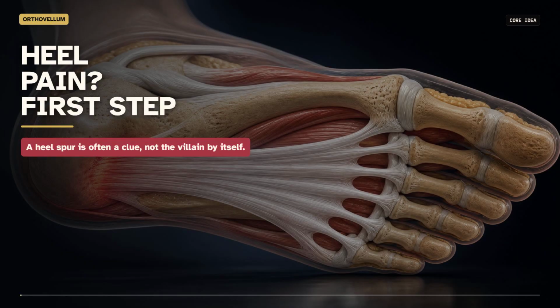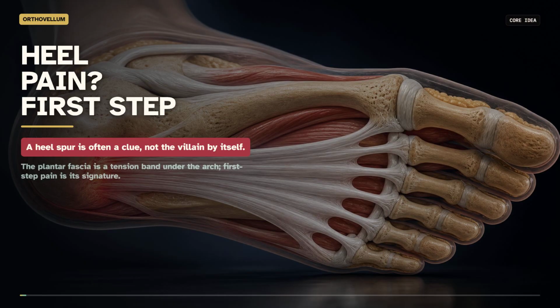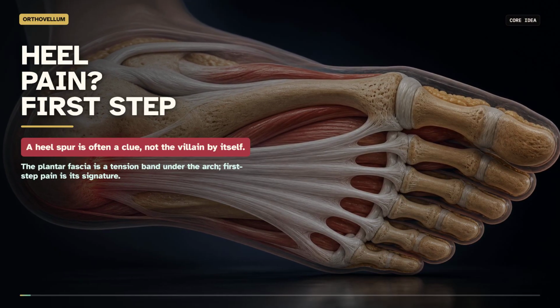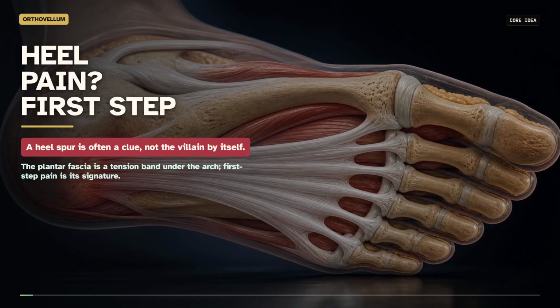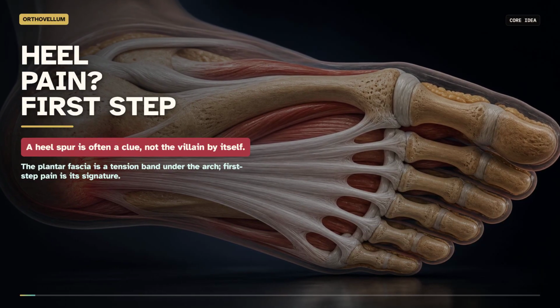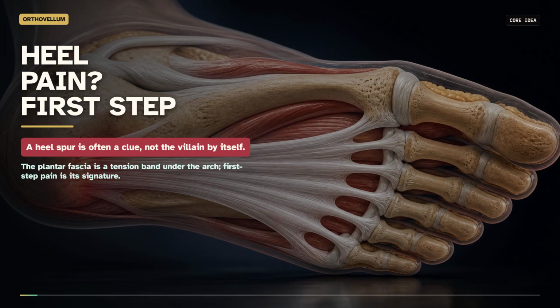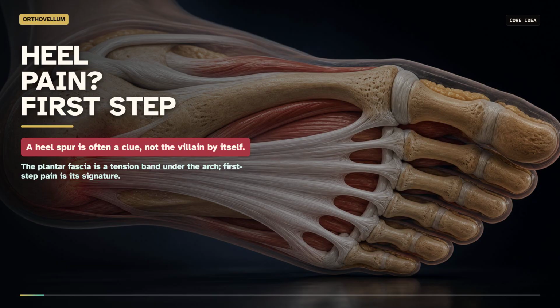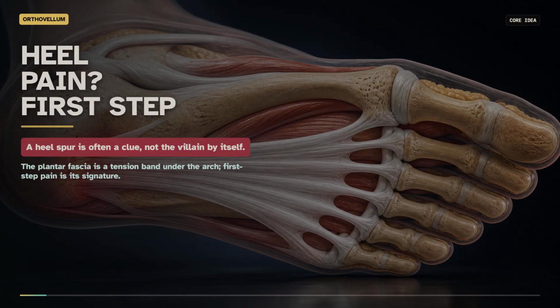Today, we are going to make plantar fasciitis simple without making it shallow. The plantar fascia is a tension band under the arch. First step pain is its signature. The common trap is this: a heel spur is often a clue, not the villain by itself. By the end, a patient should understand what is happening, and a resident should know what decisions matter.